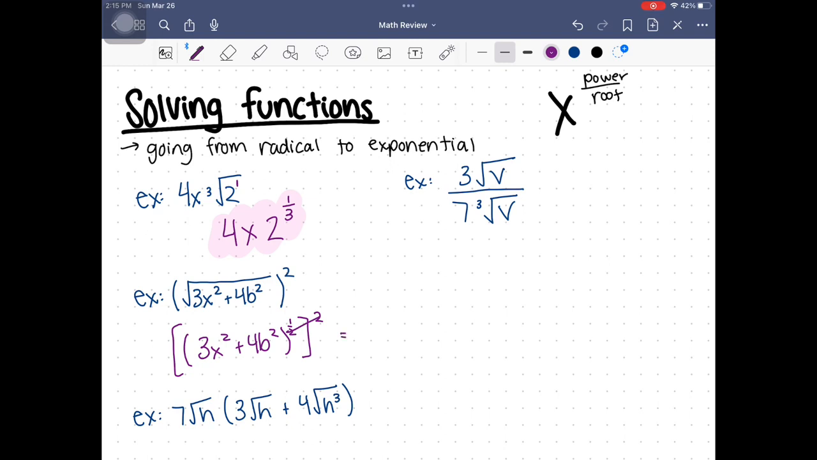We have 3x squared plus 4b squared. And again, I am not going to simplify anything. This is my answer. I cannot combine anything because they are not like terms, okay?